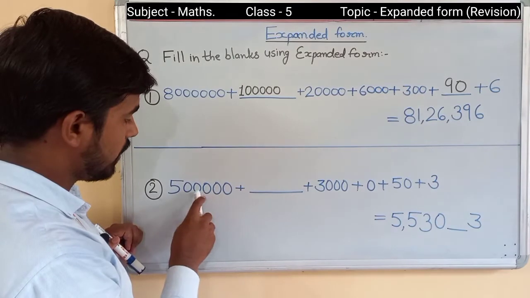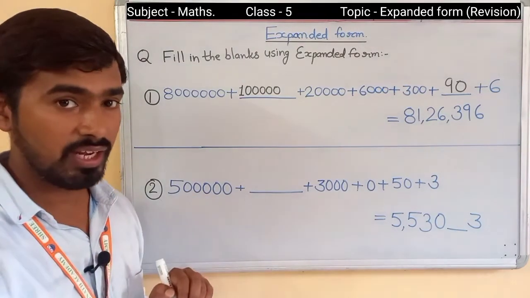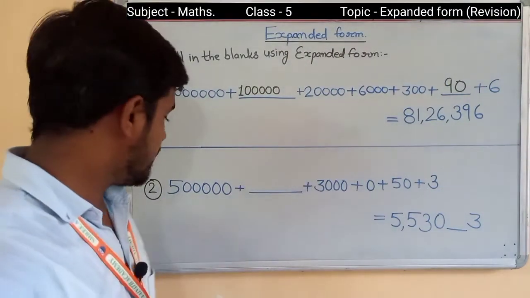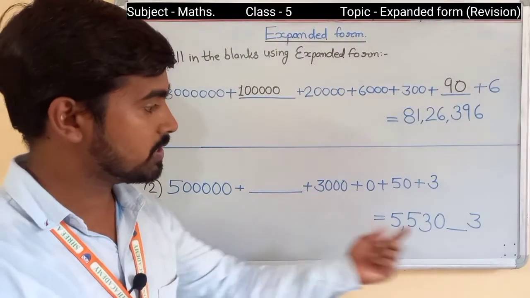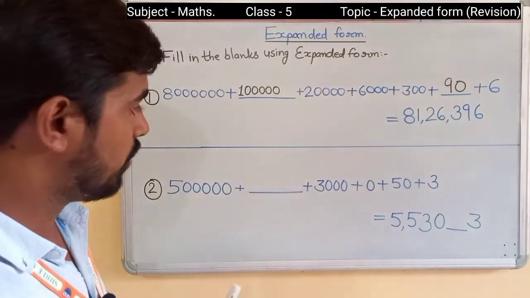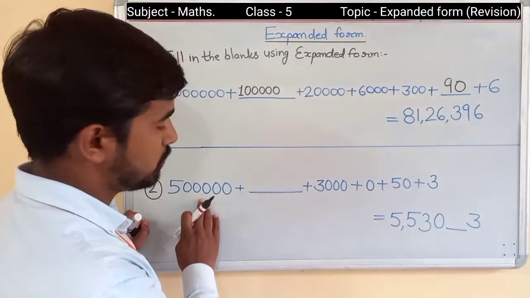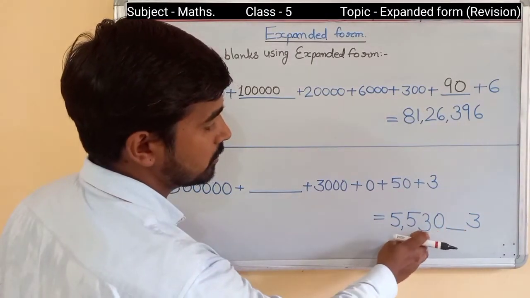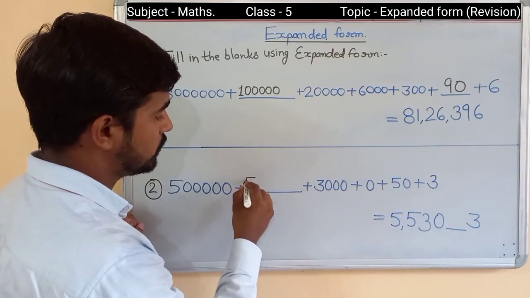Now on the second you have ones, tens, 100, 1000, 10,000, lakh. So 5 lakh. You have 5 lakh. Now in the second question, this number is missing and this is missing. You have to fill in the blanks. So how to find this? First we have 5 lakh. Now on the second, ones, tens, 100, 1000, 10,000. We are missing 5,000.